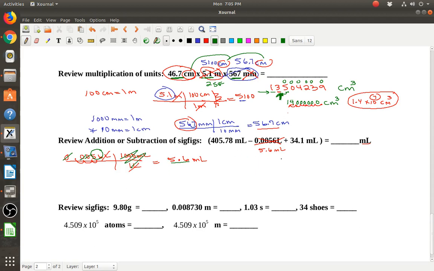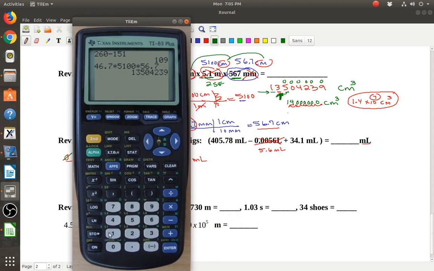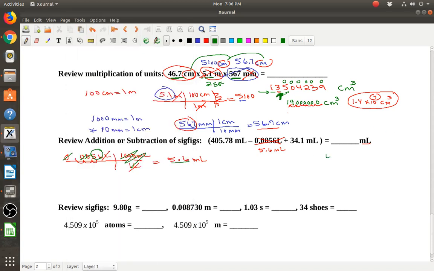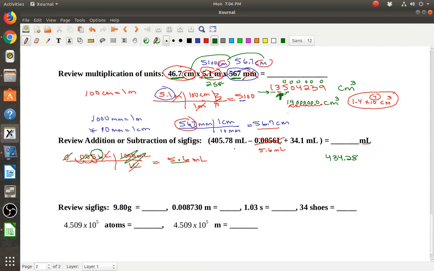Now I can do the math to put all these together because they have the same units. Okay? So I've got to scoot this over a little bit. 405.78 minus 5.6 plus 34.1, 434.28. So my raw number is 434.28. Let me double check and make sure that I wrote it down right. 434.28, good. All right, now I have to check for sig figs.